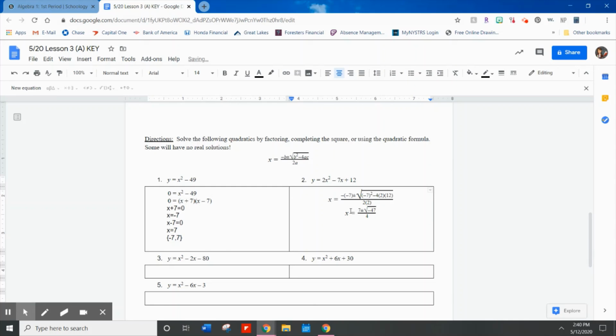Stop right there. This is no real solutions because there is a negative under the square root. Not all of them are going to be like that. Okay, so if you do get a positive number under the square root, try to simplify it or simplify the radical as we learned last week. All right, I want you to try 3 through 5 on your own.